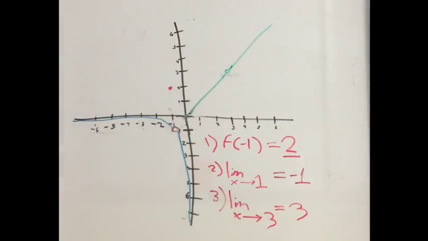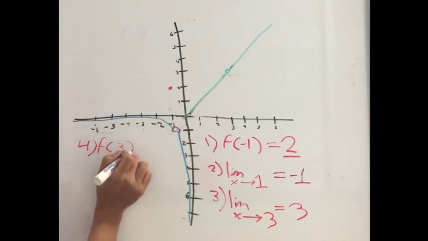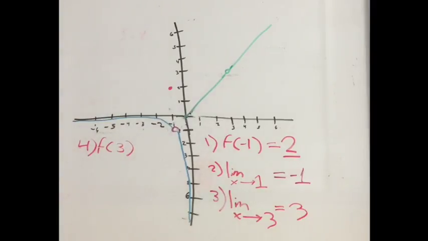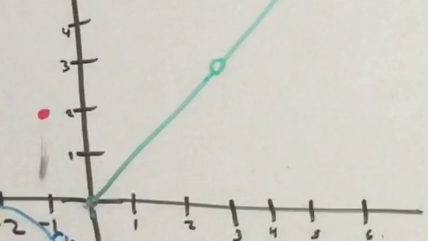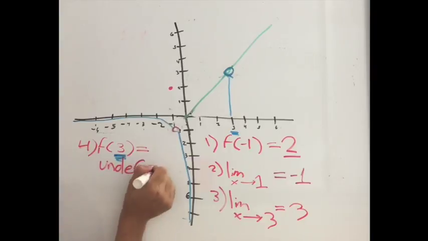The fourth problem is asking us to find the value of y when x is 3. Since it is asking for the real value of the function, our answer should be a number. However, in this graph, we have a gap at that point, meaning there is no actual value of the function. So our answer is undefined.